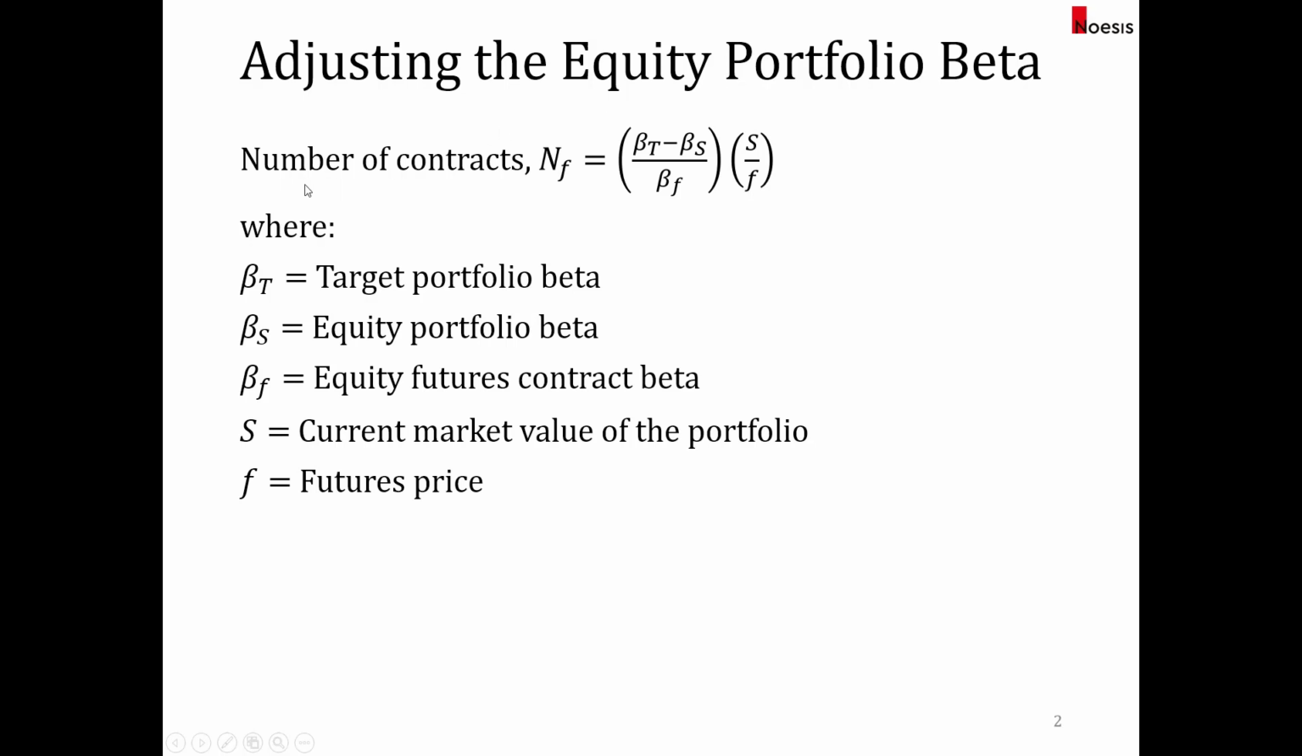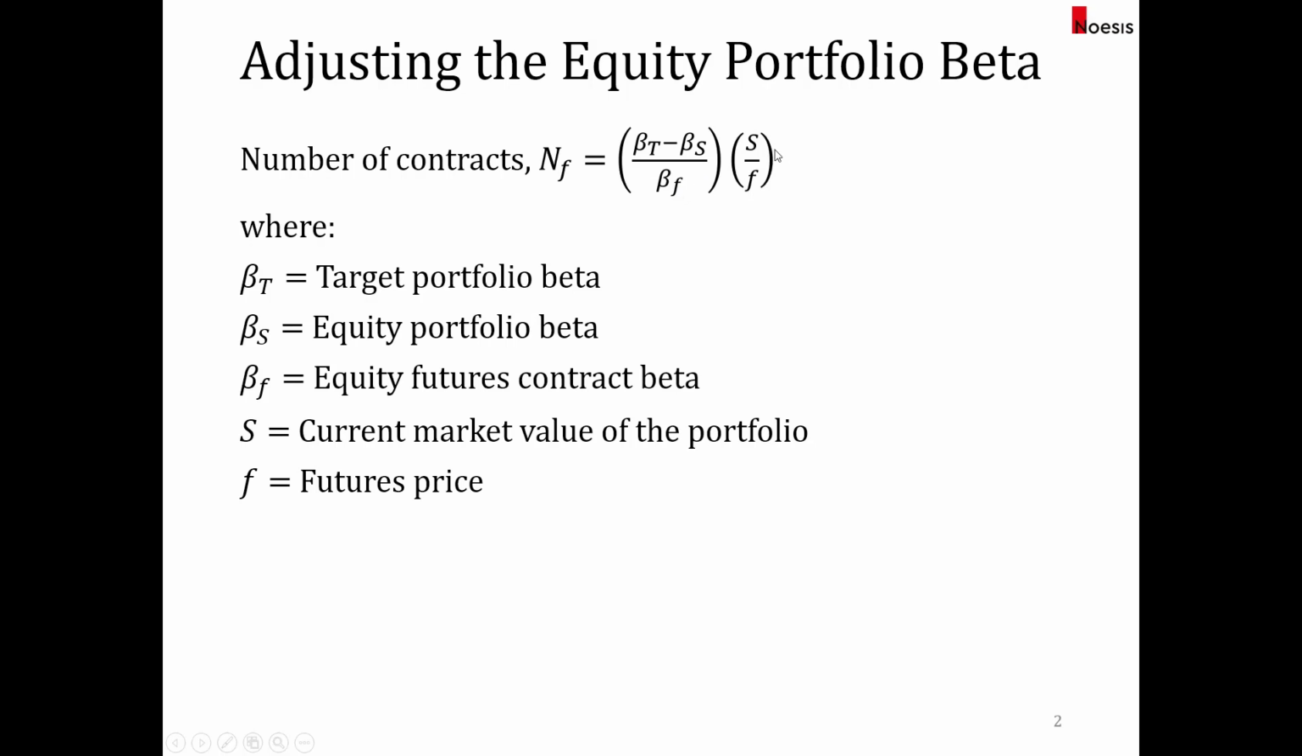The formula is given by N sub F, which equals the target beta minus the current portfolio beta, divided by the equity futures contract beta, times the current market value of the portfolio divided by the futures price. So think of it this way. Your beta is currently at this point and you're trying to move it to this point, the target beta, using the futures contract which has a beta of beta sub F.